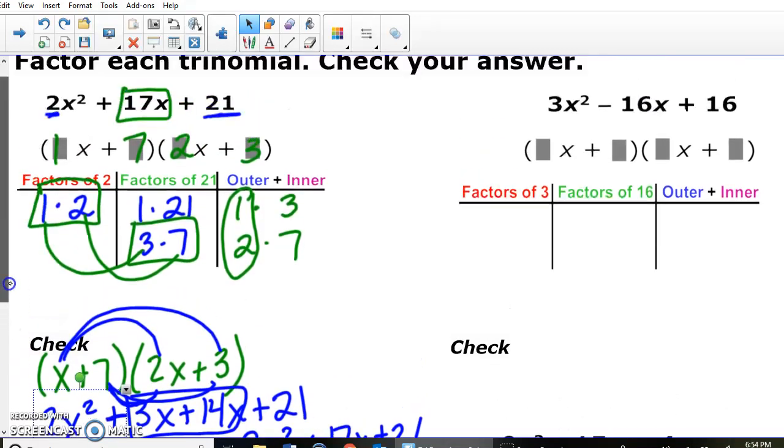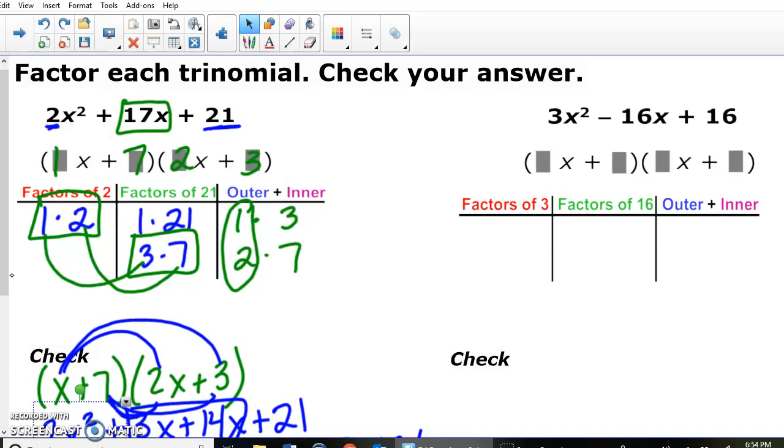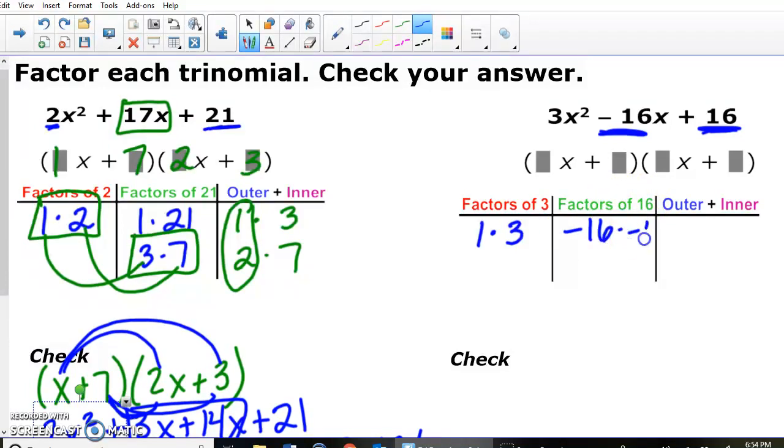Okay, let's try another example here. Now this one they're going to try to confuse you a little bit because we want our terms this time to add to equal negative 16. Now we're still going to list our factors of 3 to start with, just 1 and 3. Now we're going to list our factors of 16, but remember we want them to add to give negative 16, so we are going to make these factors all negative. So I'm going to have negative 16 and negative 1 and negative 4 and negative 4.